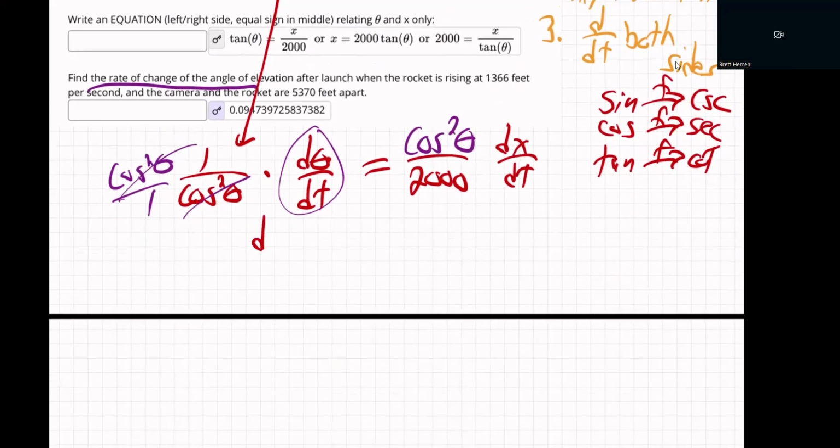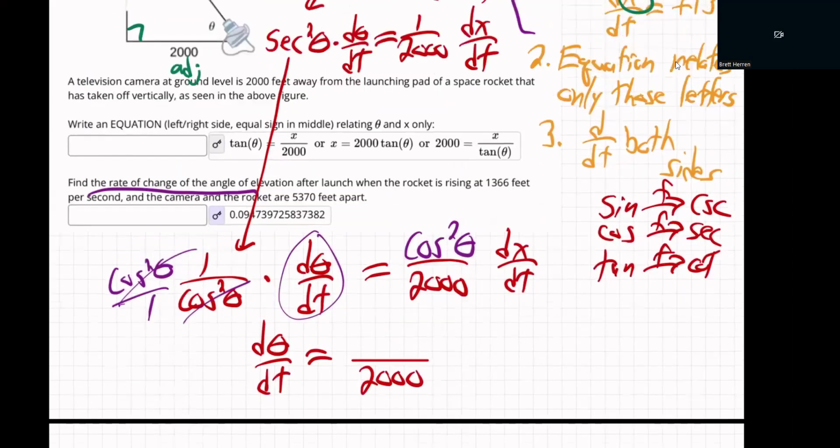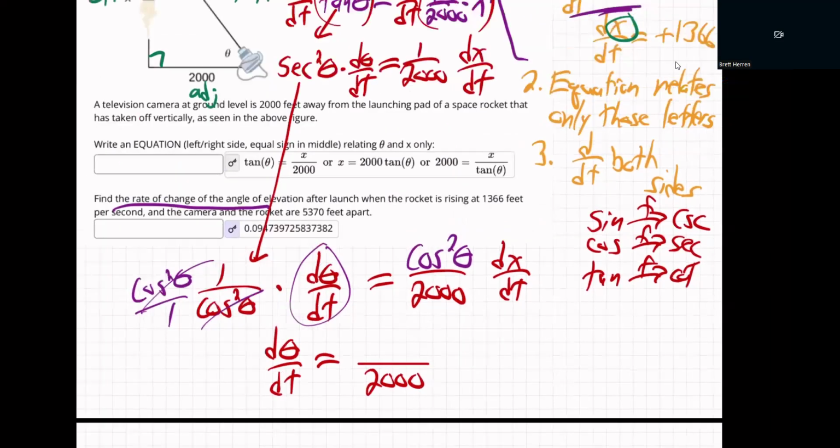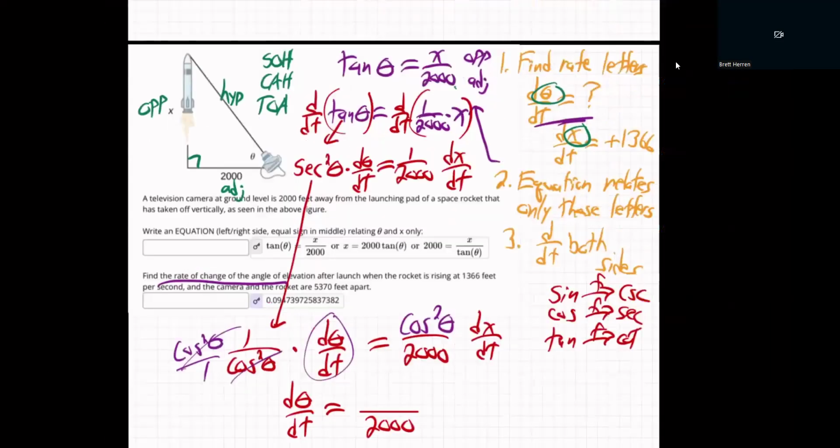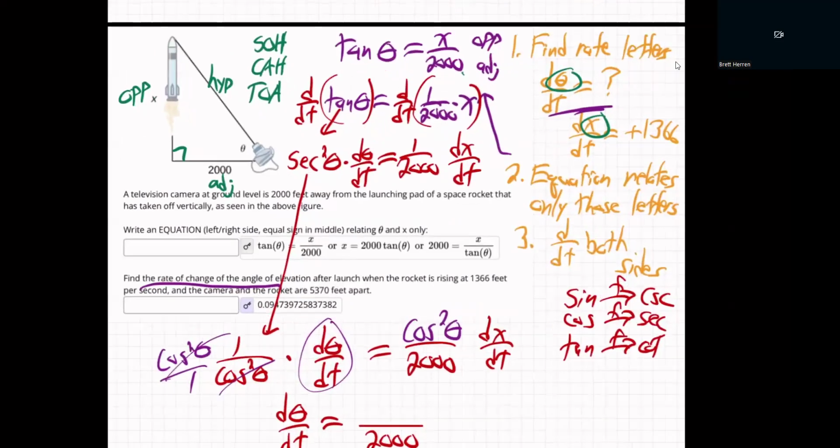So, all right. Now we're getting close. d theta dt equals. Okay, now I've got my 2000 here. Now what's the angle theta? How are we going to figure that out? Or what's the cosine of theta? How about that? Well, notice they gave us one other piece of helpful information right here.